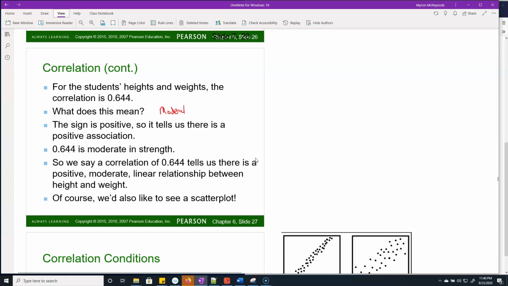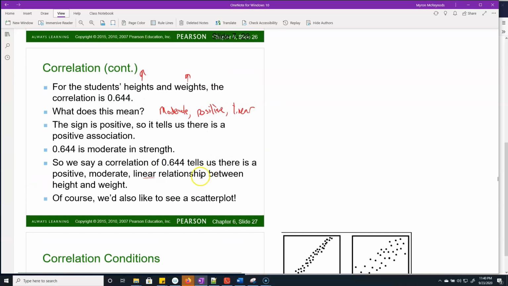Moderate, positive, which means as heights go up, weights go up. And they have a moderate relationship to each other, a moderate correlation. So we say the correlation tells us there's a positive, moderate, and it's linear as well. If we found the correlation score, that implies that it's linear. Moderate, positive, linear correlation.